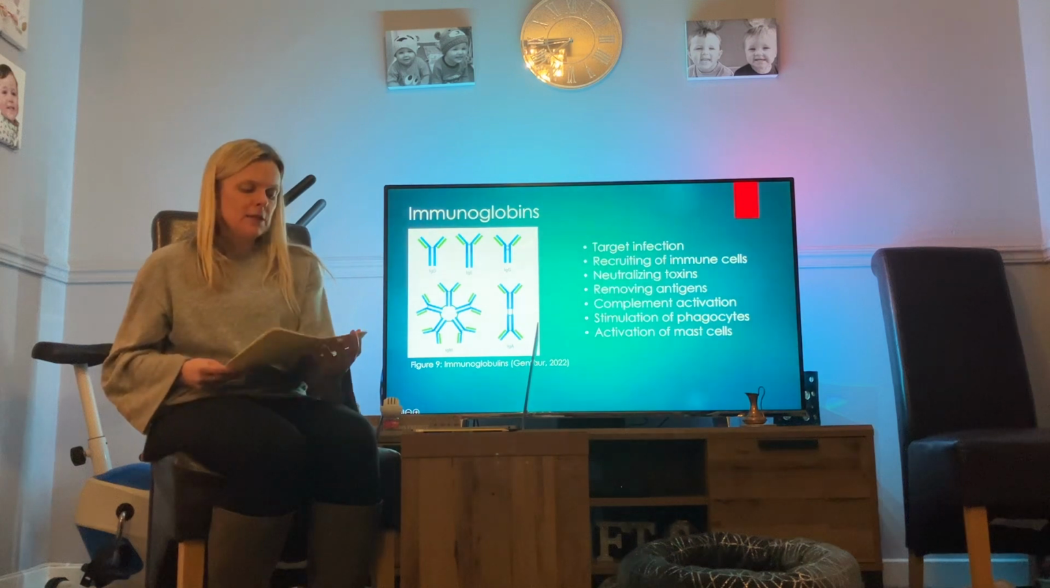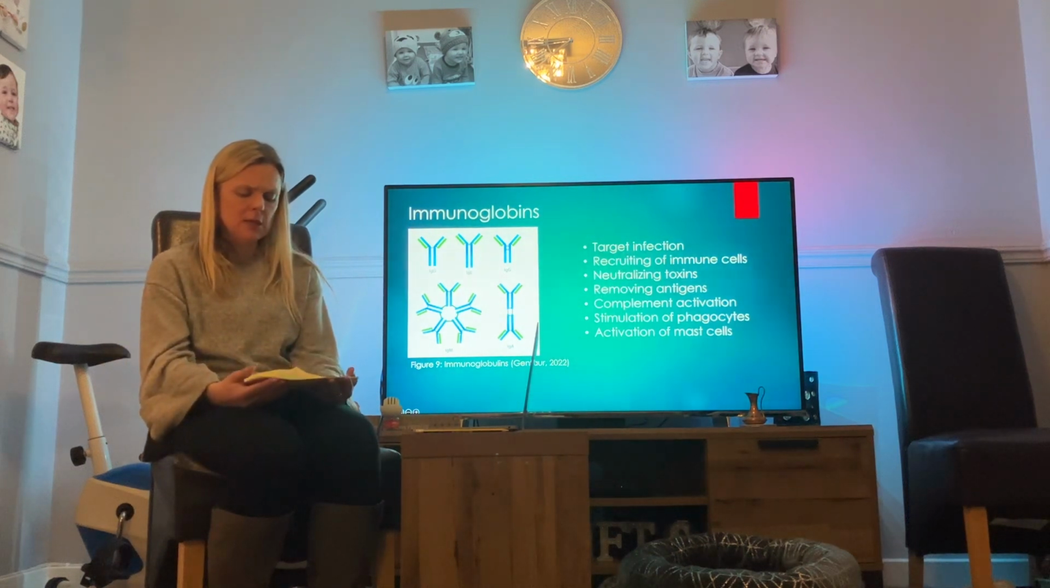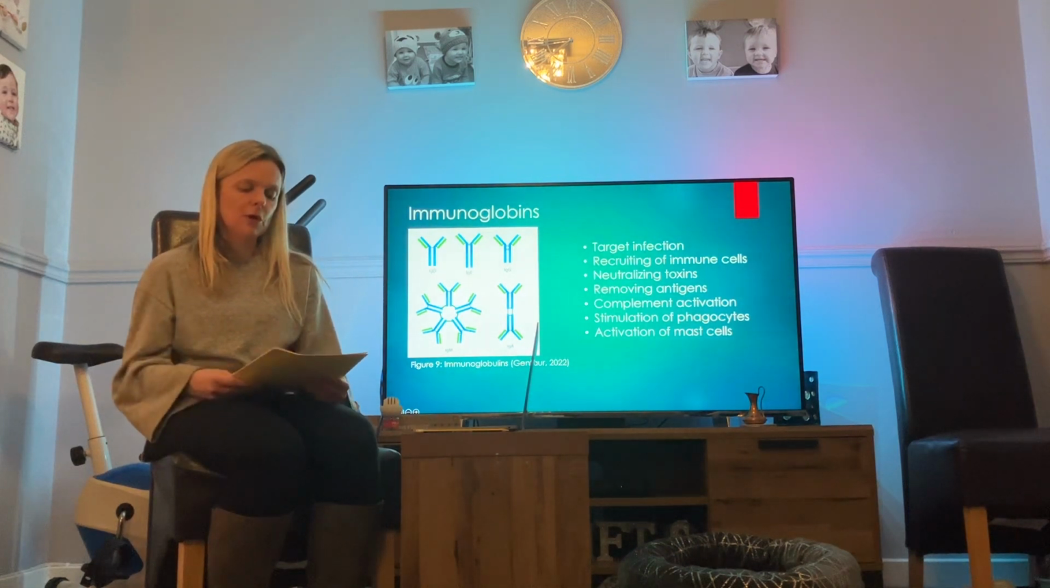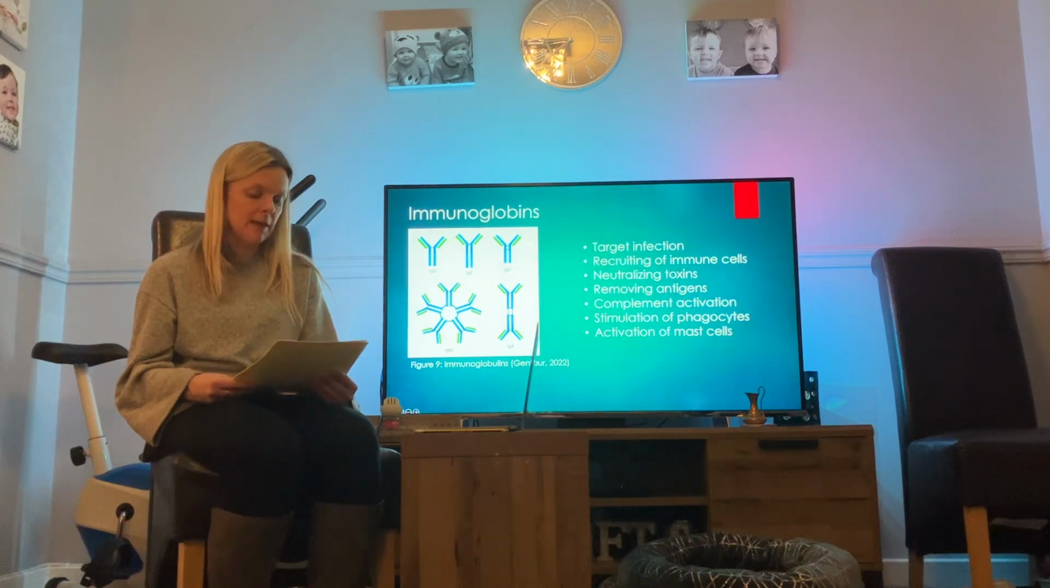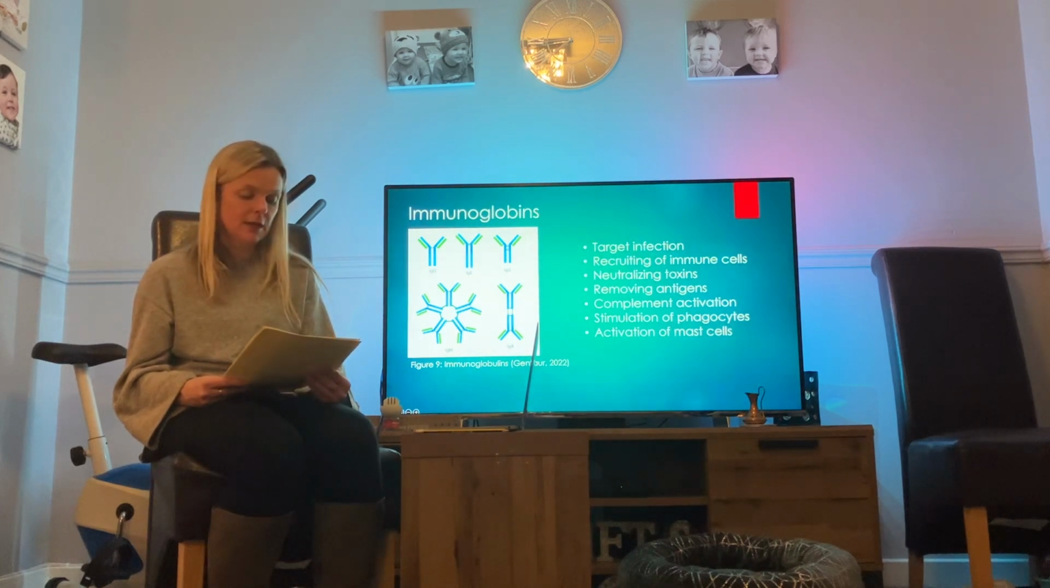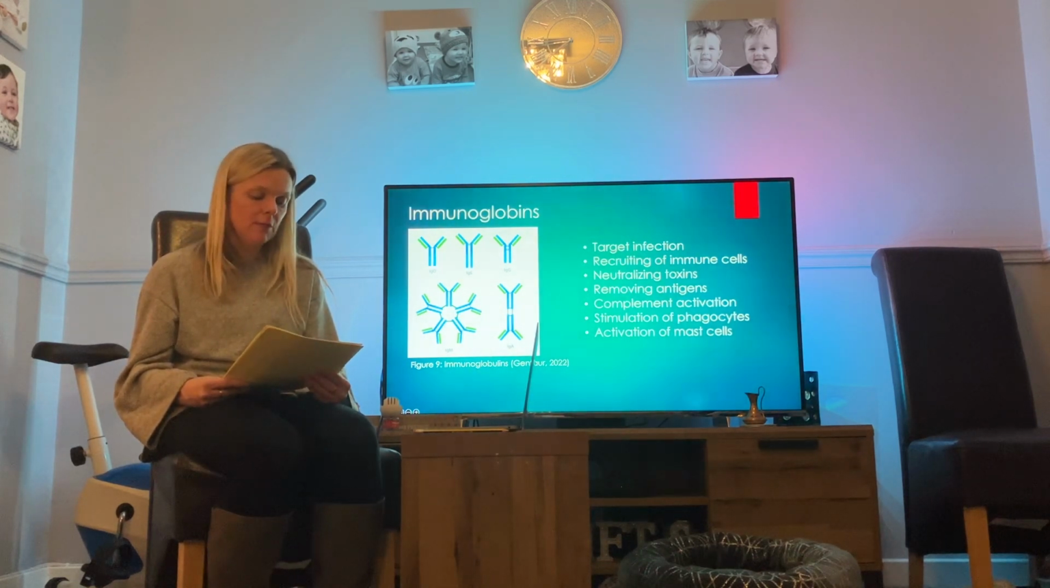Let's talk about antibodies, or immunoglobulins as they are also known. These are the proteins that bind to antigens. More of these are made by the bone marrow when you have an infection. They travel through the blood and have a number of functions. They target infection, recruit immune cells, neutralize toxins, remove antigens, complement activation, stimulate phagocytes, and activate mast cells.